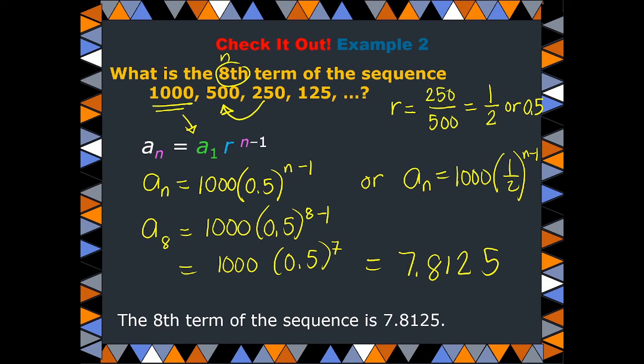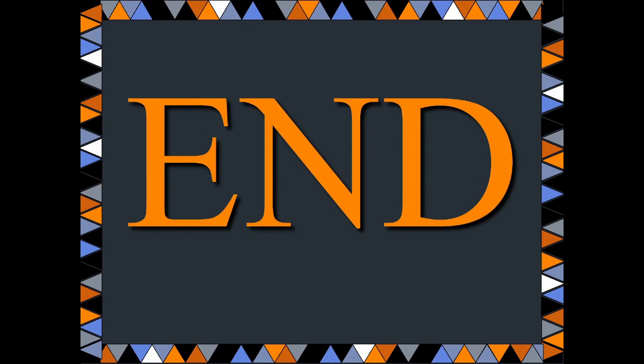So the eighth term is simply 7.8125. And that ends our tutorial about geometric sequences.